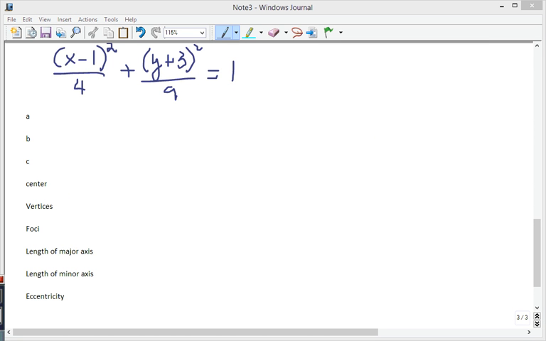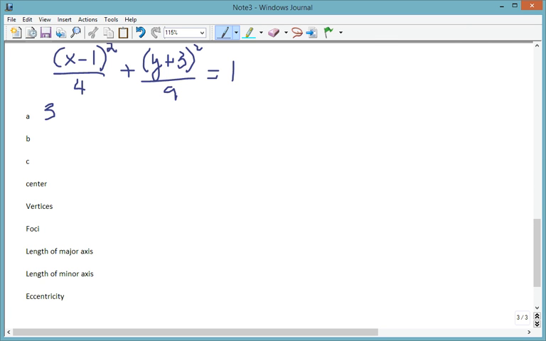Okay, here's our equation, and here are all the things that we need to find. So you notice that the larger number is under our y. So it's going to be one that goes lengthwise up and down. And a is the square root of that 9, so a is 3. And b is the square root of 4, so that's 2. So to find c, again we do a squared equals b squared plus c squared. So a squared minus b squared is 9 minus 4, and so c is the square root of 5.